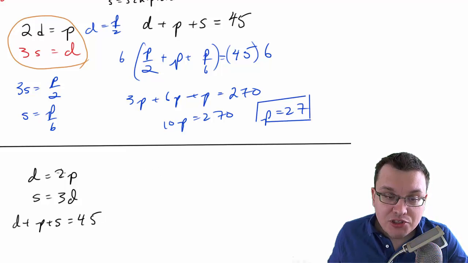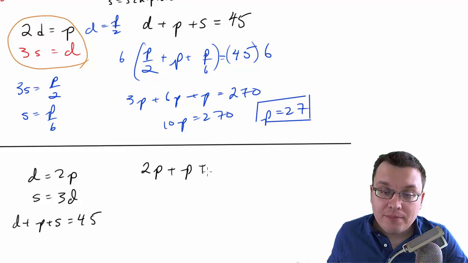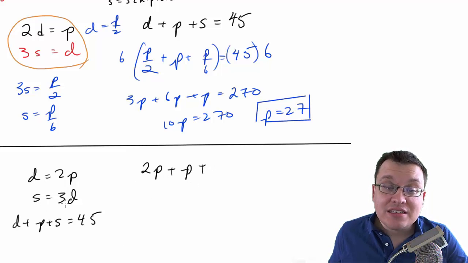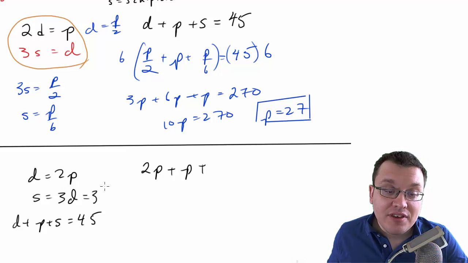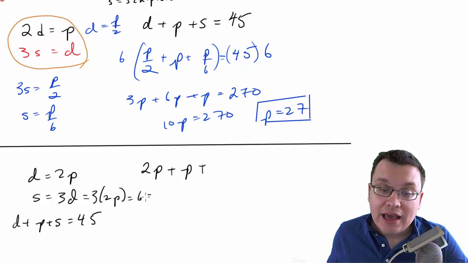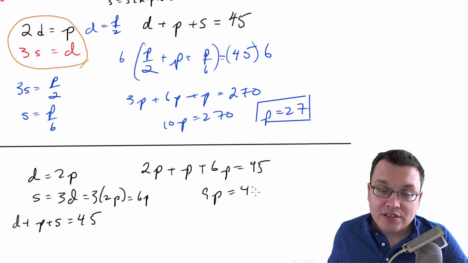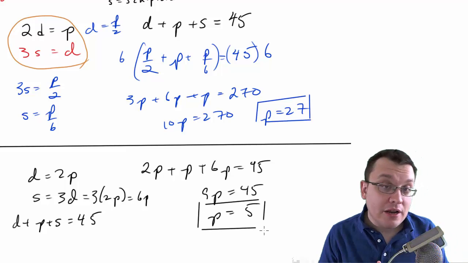So again, we're going to substitute for P. D is equal to 2P, so I'm just going to call that 2P. P is still P. Now S, notice S is 3D, and since S is 3D and D is 2P, I can just make that substitution here, and I will get that S is equal to 6P. So when I add these up, I get 9P is 45, and P is equal to 5. And that would be your answer.